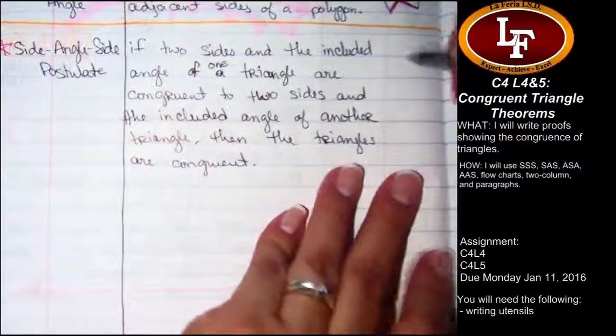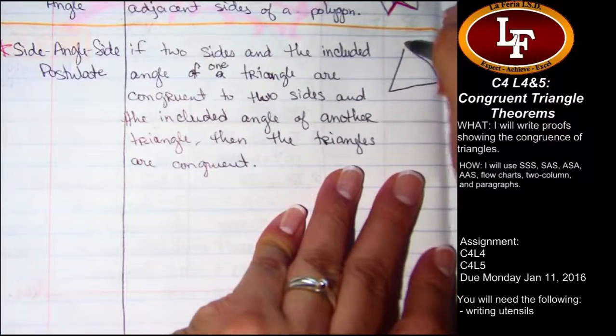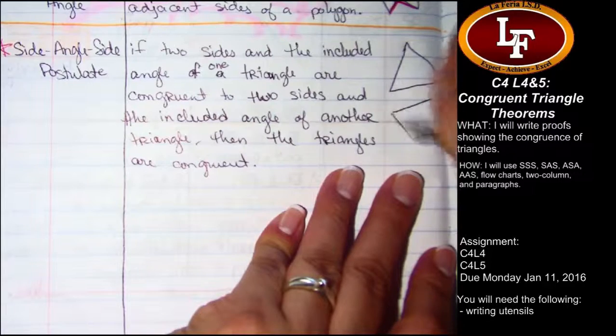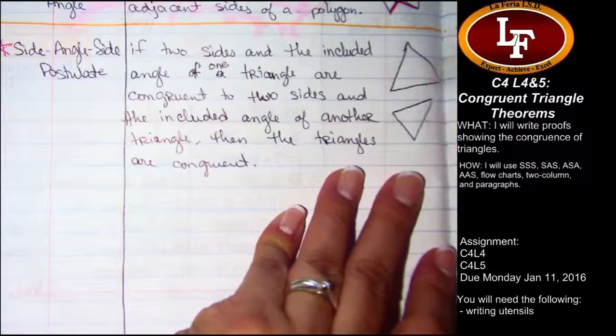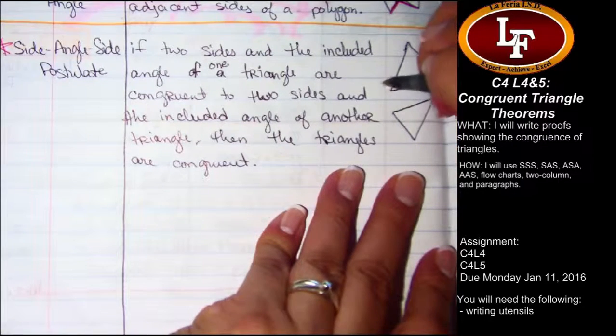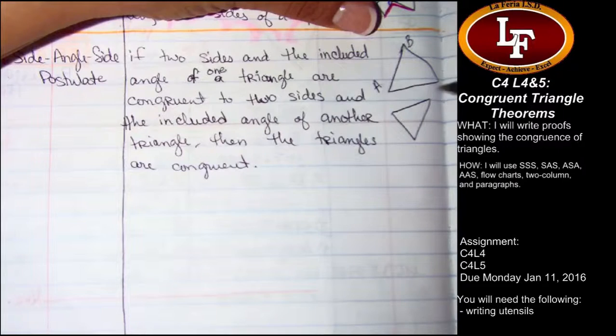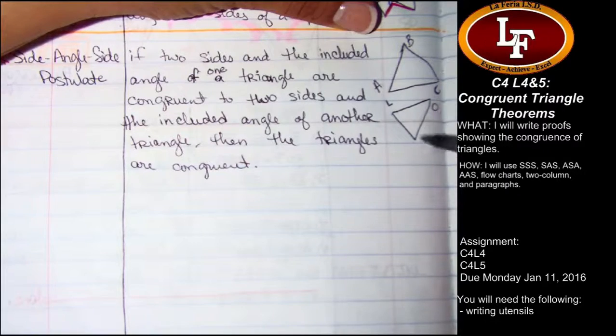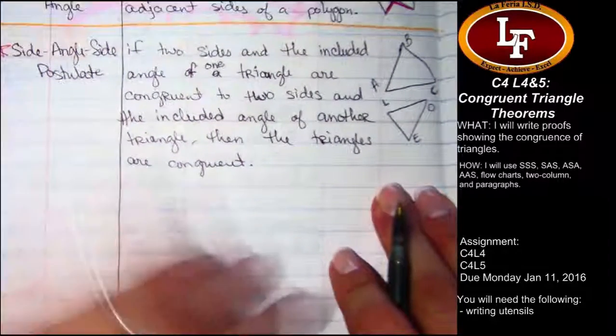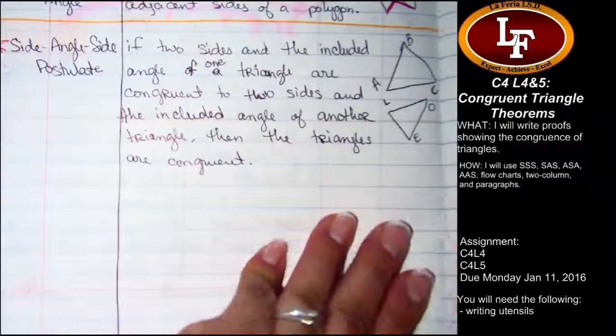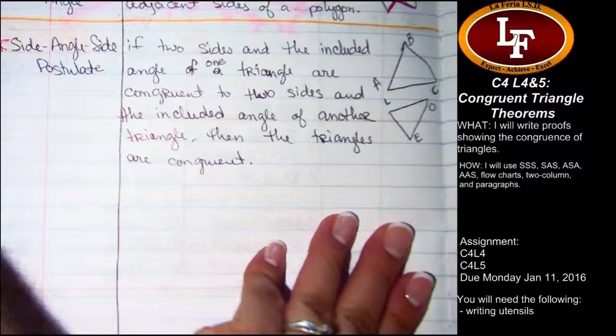So we're going to do our diagram here. Here's one triangle. Here's another triangle. We should name our triangles. We got some triangle names going on. Now I need two sides.